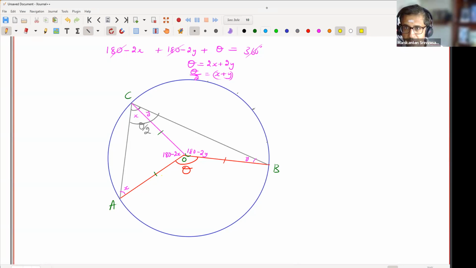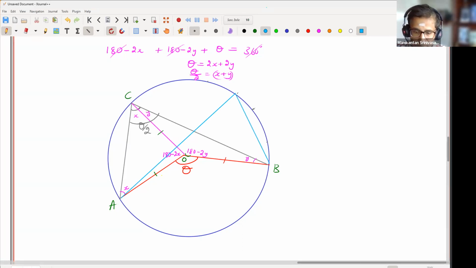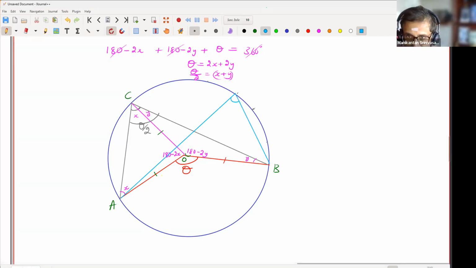Sorry, it doesn't draw it well. From A, I can go till here and then come back here. It'll still be theta by 2. So this will also be theta by 2.